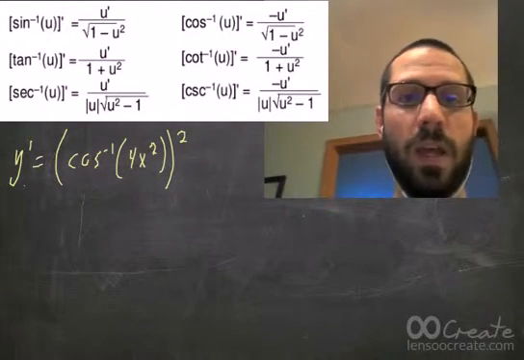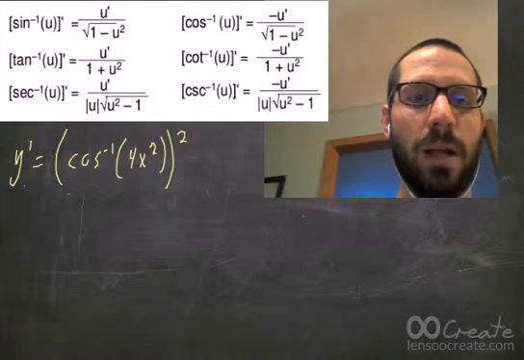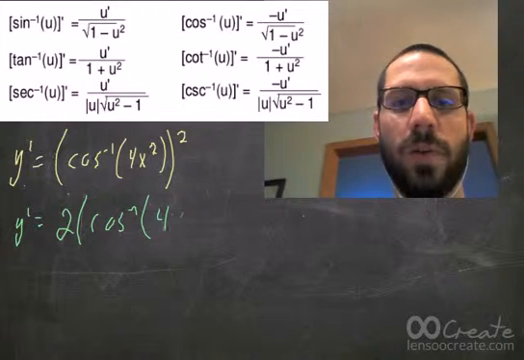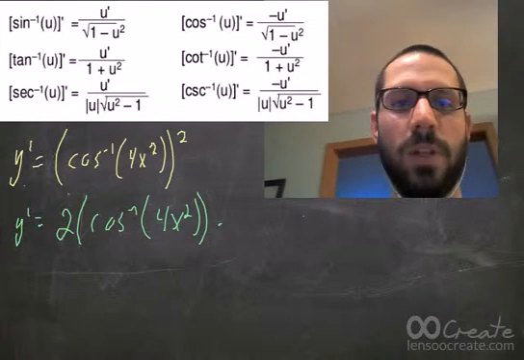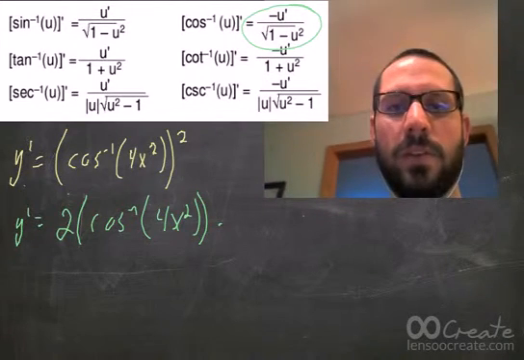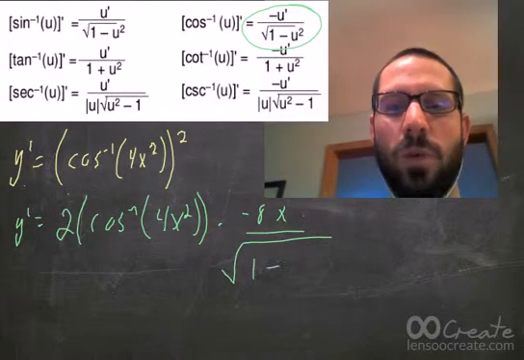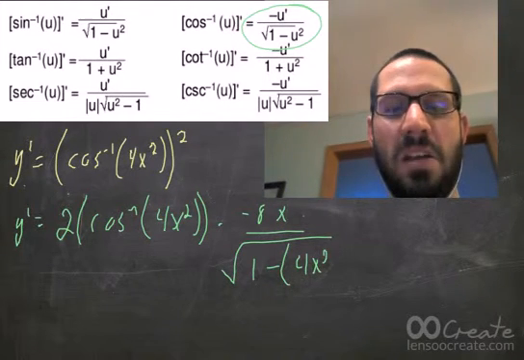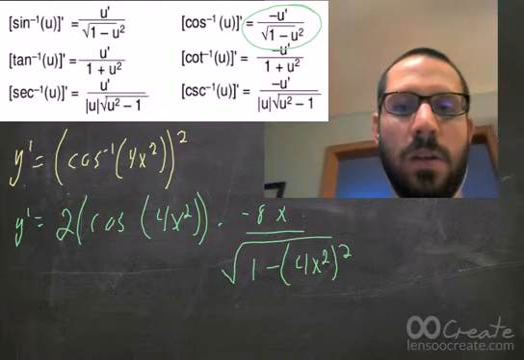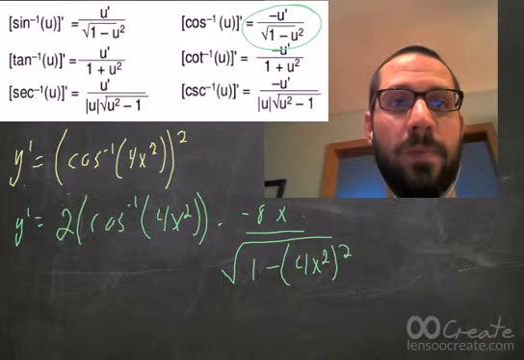Cool. 7's a lot like 5. We've got the whole thing squared. So first we've got to take care of our power rule. 2 times cos inverse of 4x squared to the first power. Now times our chain rule. Our chain rule is the inverse cosine derivative. U is 4x squared. So our 8x negative on the top over the square root of 1 minus 4x squared squared. Again, I would just leave it just like that. Maybe clean that guy up right there. Call it good. One more.